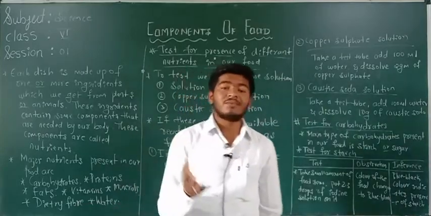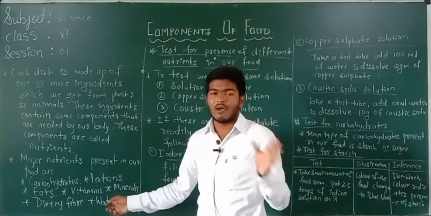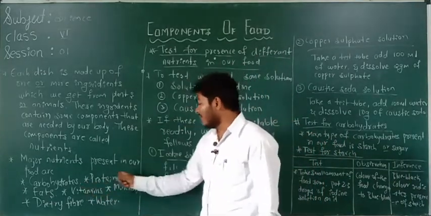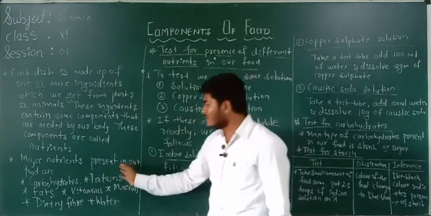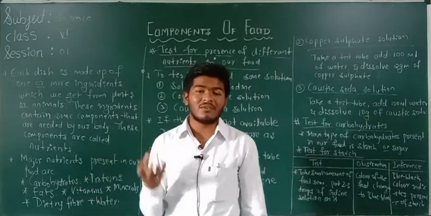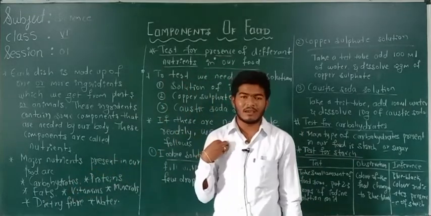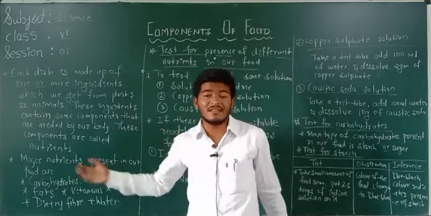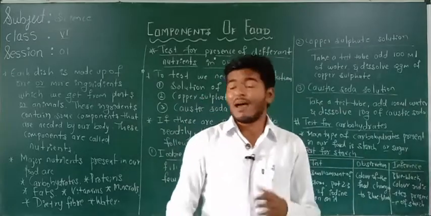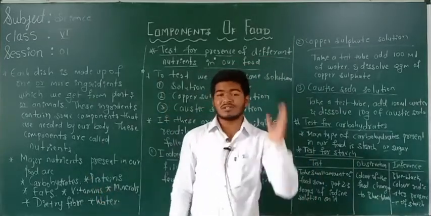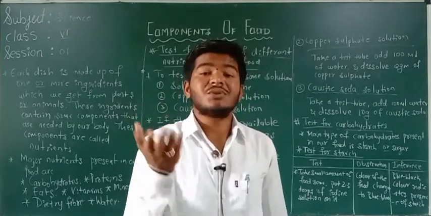In your examination, one question will be asked on this: what are the major nutrients present in our food? You have to write carbohydrates, proteins, fats, vitamins, minerals, dietary fiber and water. We have to remember these are the most important nutrients which our body requires. We get these nutrients, these components, by taking the food. In the food all these components are present, but the question arises in your mind: how are we going to confirm which nutrient is present in which food?